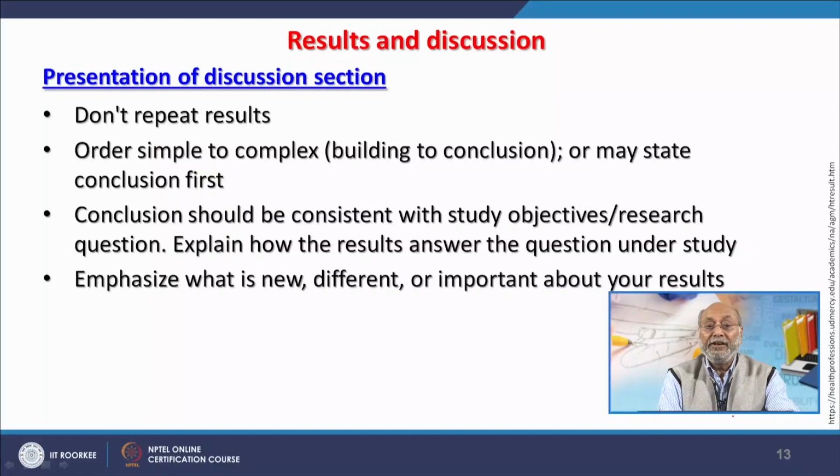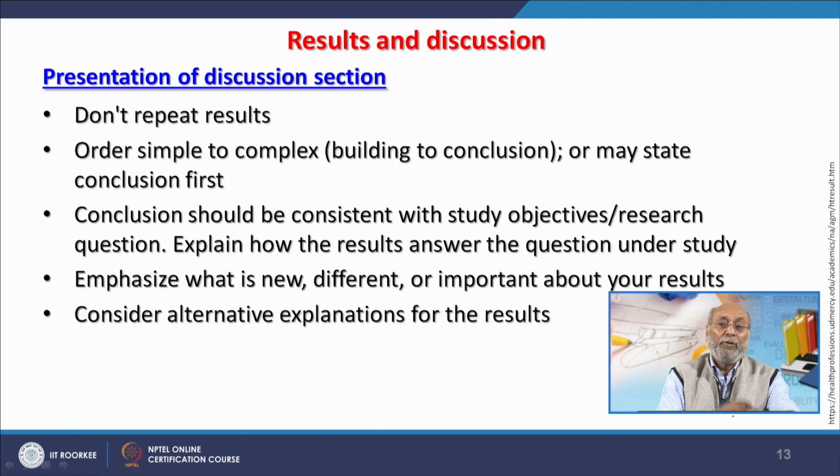Also in the discussion section, one should emphasize what is new, what novelty has been achieved, what is different which has been achieved, and of course, what is important about your results, why it is different from others, why your study is so significant. That should be explained and discussed in the discussion section. Also you can think of alternative explanations for the results. Sometimes results may have more than one explanation, so one can present that either because of this or not because of this. So, this kind of thing.